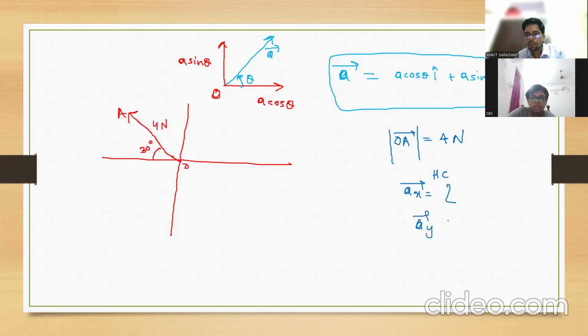AX vector is 2 root 3. Wrong. One component will be like this, and one component will be like this. This is X, I have taken, this is Y.